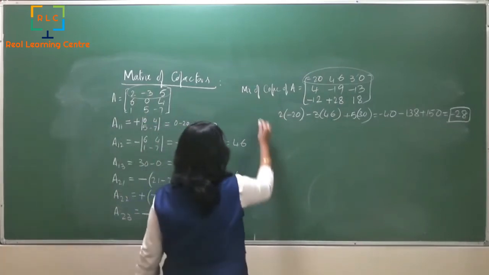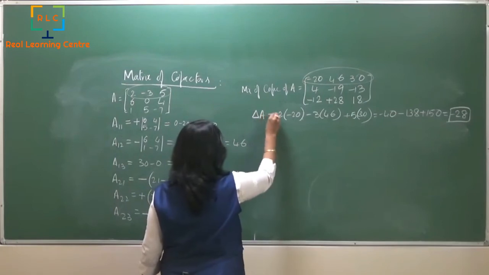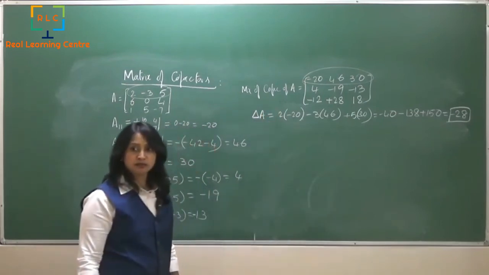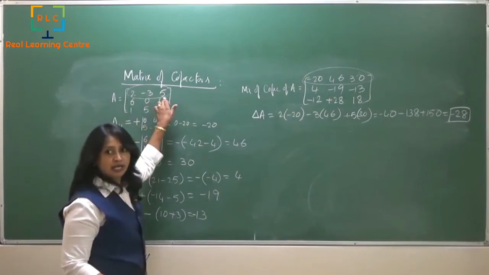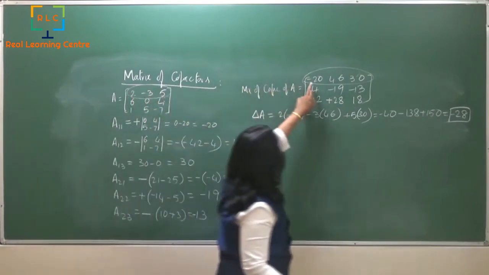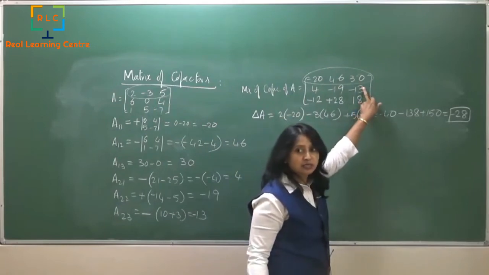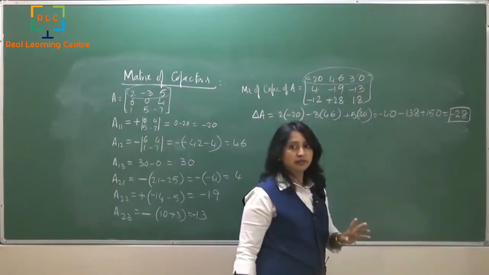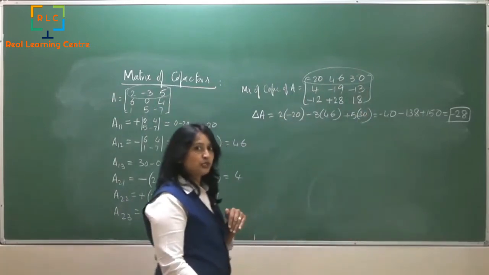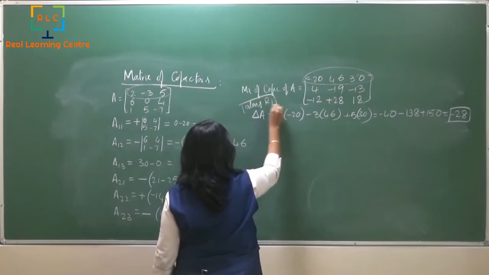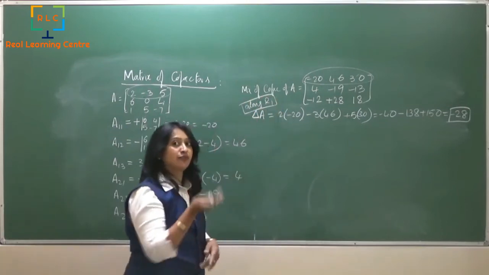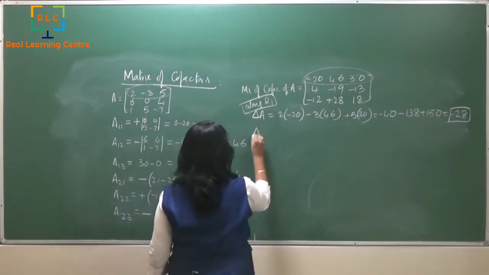Now what I have done is delta A or determinant A. What I have done is I have used first row elements and I have multiplied by the corresponding cofactors and I have added. Now I shall do this magic with the other rows also. So I shall say this was along row number 1. I am naming it as delta A. Let us find out. So next I will say again delta A.